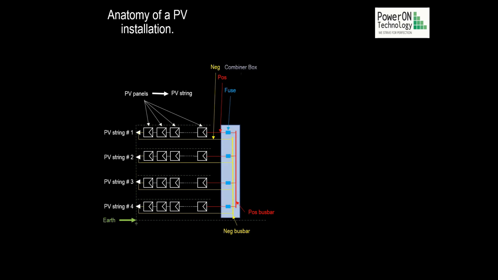The fuses and busbar are usually all housed in a combiner box, and usually also included as an isolator in series with each of the fuses. These isolators are not shown in this diagram.